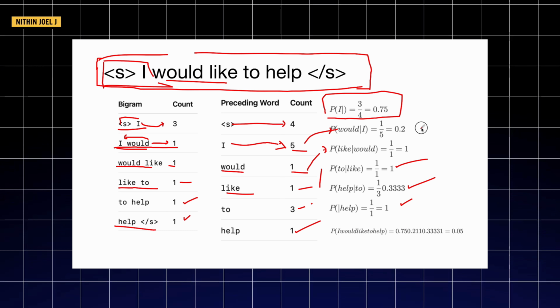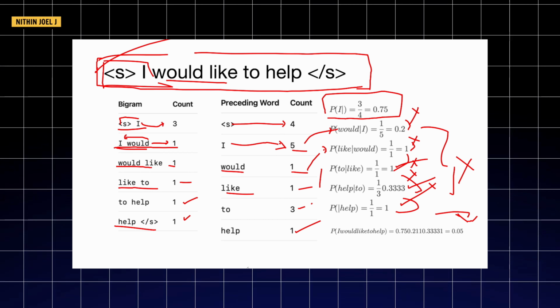So all these values should be multiplied, and if the multiplication happens, you'll get the probability of this particular targeted sentence over here. So the probability of I would like to help is 0.75 into 0.2 into 0.1 into 1 and into 0.333 and into 1. As a result, you will get 0.499 something, and we will just round it off to 0.05 over here.